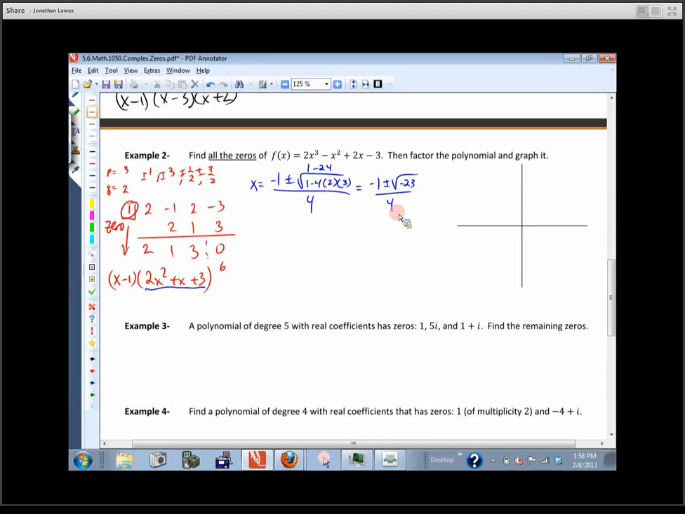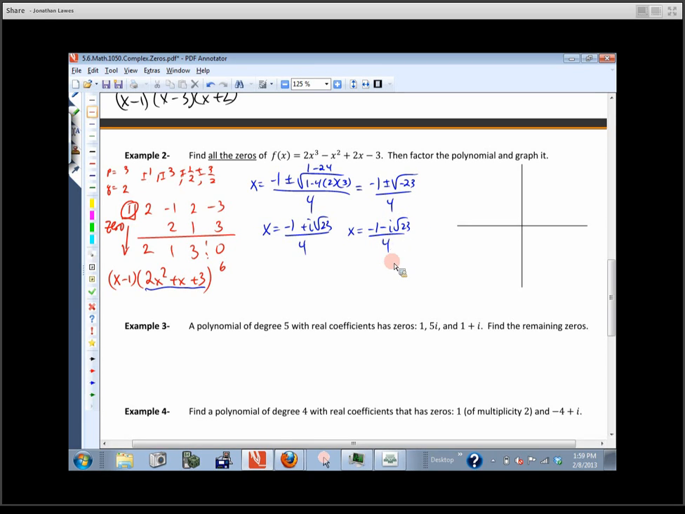Now in 1010 you practiced writing them that way, and sometimes you left it that way. And then other times you broke it into a couple different pieces. So I'm going to break it into a couple different pieces. One of them is going to be negative 1 plus radical negative. Well, wait a minute. I don't want to leave it like that, do I? We want to take an i out. So we take that out. We've got this over 4. And the other one is negative 1 minus i radical 23 over 4.